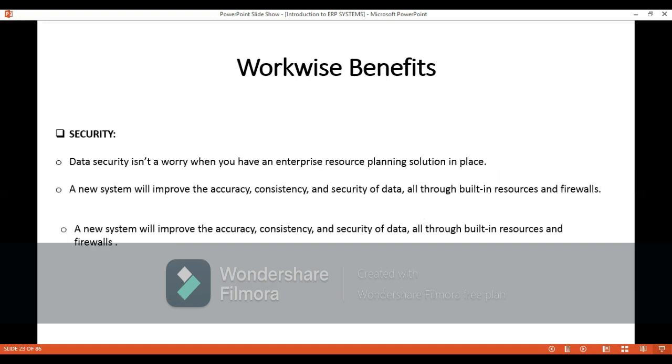Security: all the data will be secure. You don't have to worry. You will make sure that you won't have a loss of data, because there are data repositories and backups being taken. It also provides an improvement in accuracy and consistency of all data through built-in resources and firewall protection.